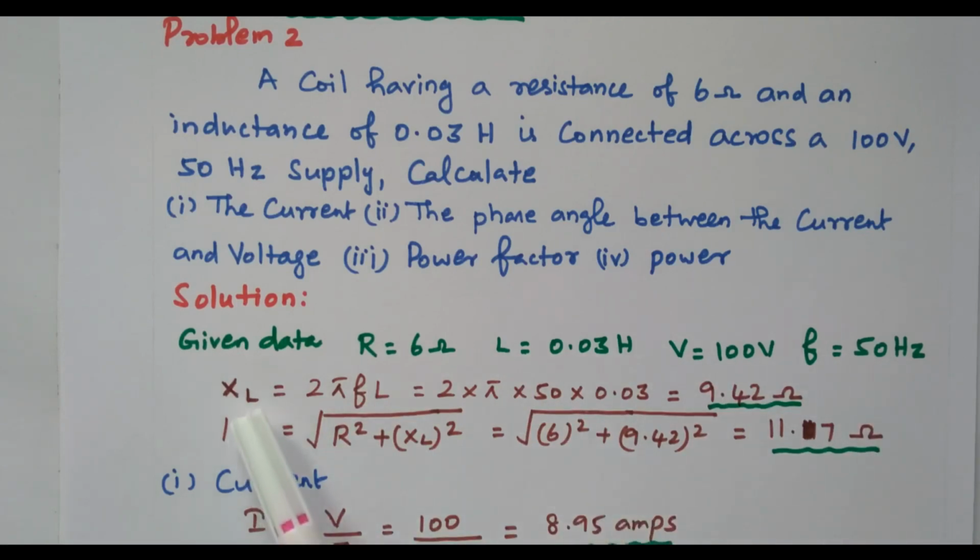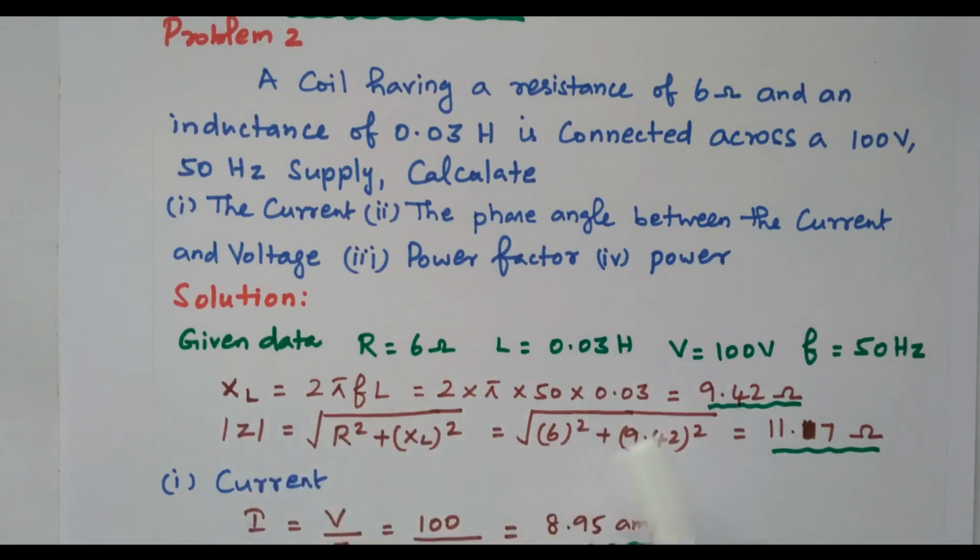First we will find the XL. In order to find the current, we will find XL. The inductive reactance is 2 pi F into L. Inductive reactance XL equal to 2 pi FL. So 2 into pi into F, which is 50, and L is 0.03. These data are available. So by simplifying, we got 9.42 ohm.